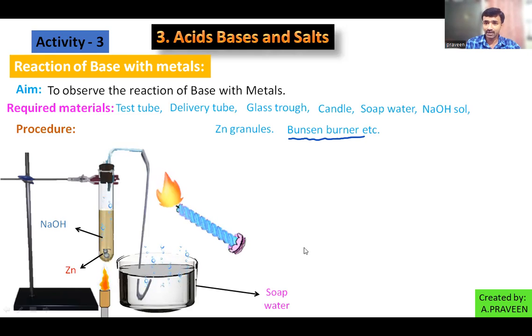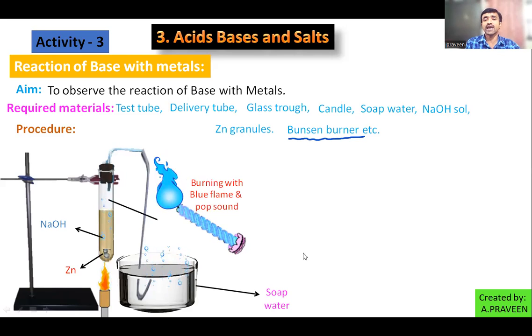So bring a burning candle towards these bubbles. Then what do you notice? I observed a blue colored flame. The candle burns with a blue flame and gives a pop sound. This indicates the liberated gas is hydrogen gas. How do I know that? Because the candle flame changed into blue color and produced a pop sound. This is the observation used to identify the gas as hydrogen.